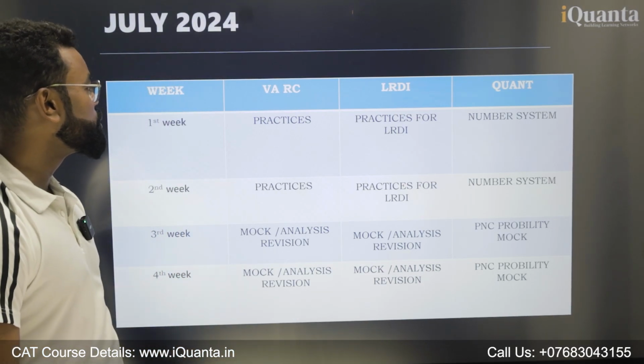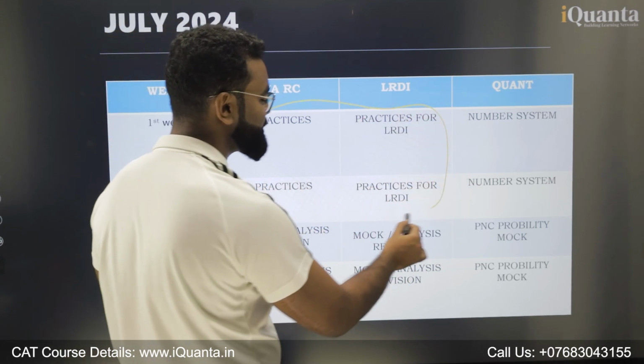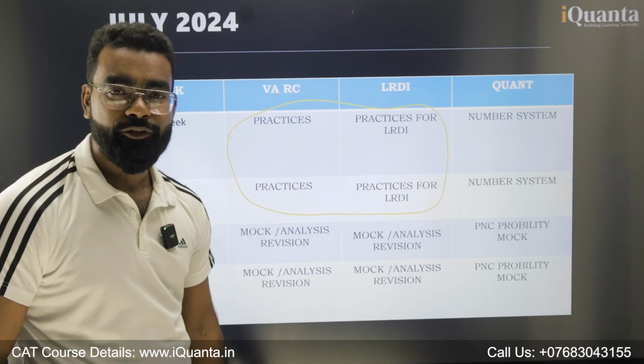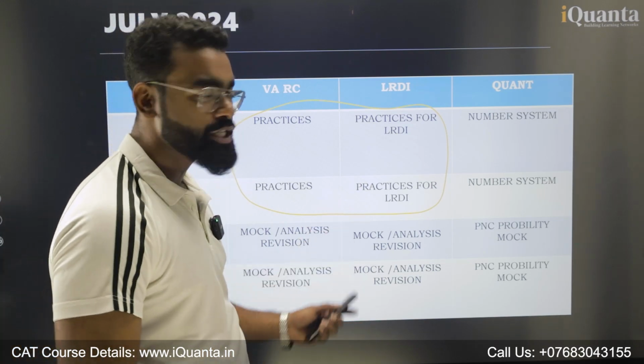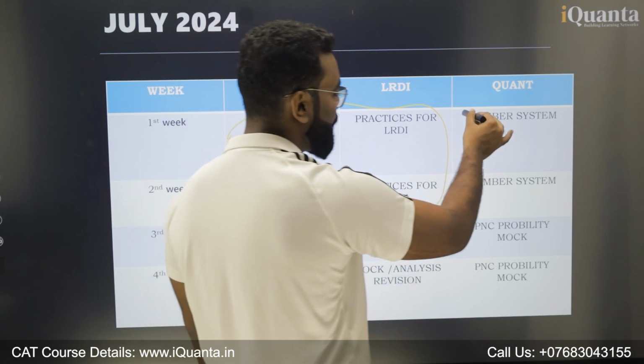Next is July also. The first 2 months we have given you time for practice. Just do practice, do sectionals, do all these kinds of things. Take a lot of sectionals in these 2 sections and keep on practicing. That is all there. And in quant, you should do number system.